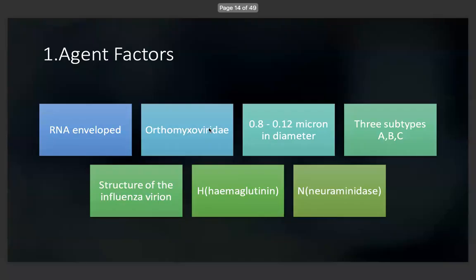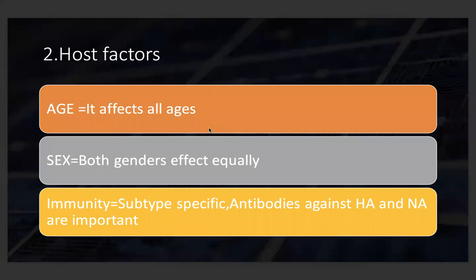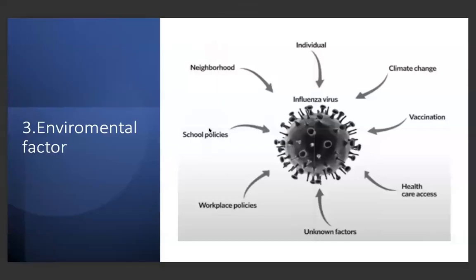Epidemiological determinants. Agent factors. The agent is an RNA enveloped orthomyxovirus, 0.08 to 0.12 micron in diameter. Three subtypes: A, B, C. Structure of influenza virion: H, hemagglutinin, and N, neuraminidase. Host factors: age, it affects all ages; sex, both genders are affected equally. Immunity: subtype-specific antibodies against HA and NA are important. Environmental factors include climate change, vaccination, healthcare access, workplace policies, school policies, and neighborhood.